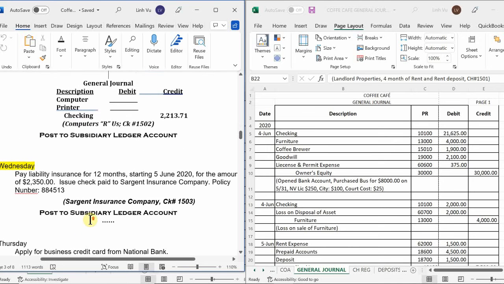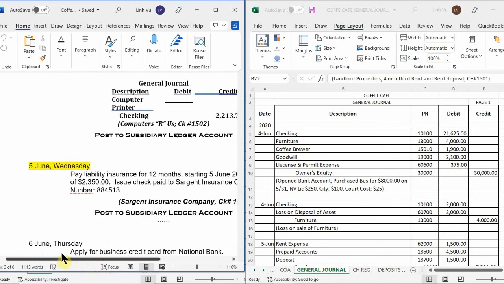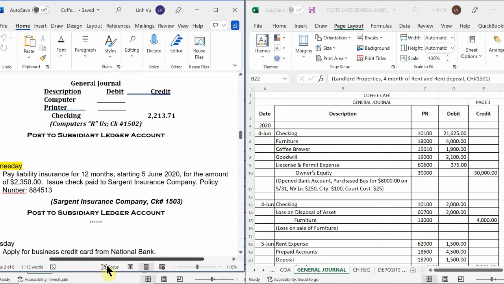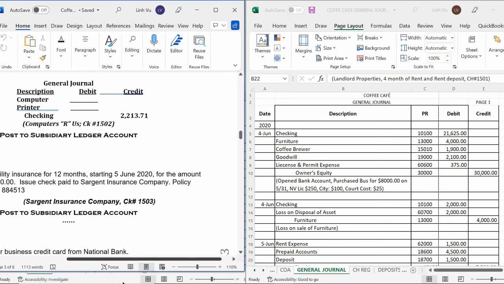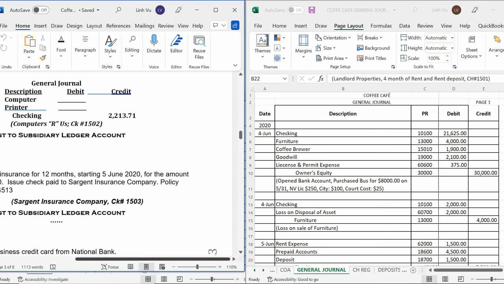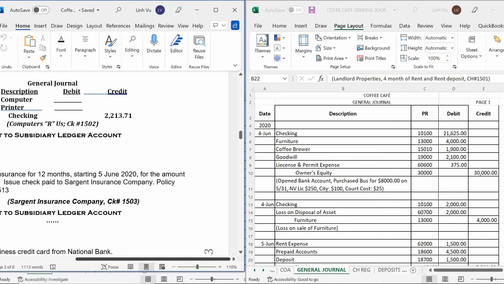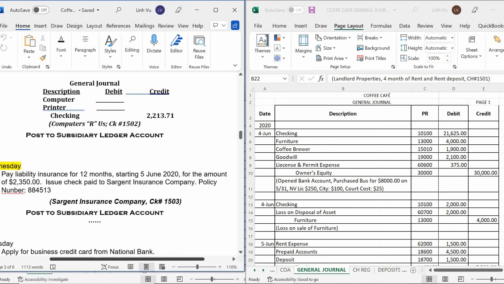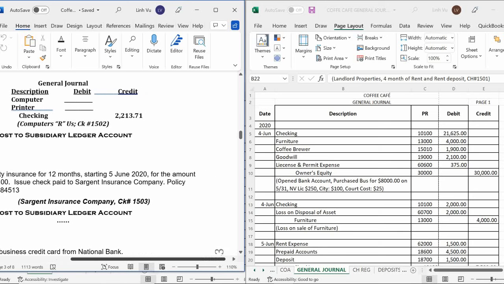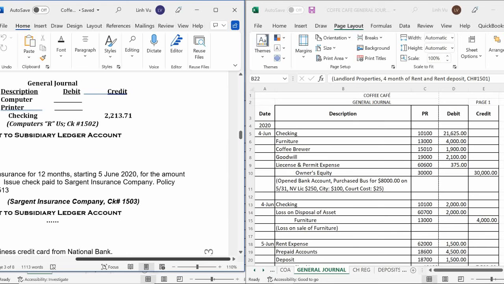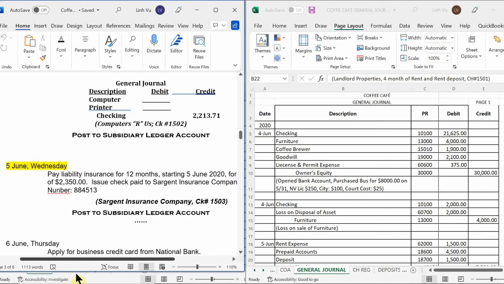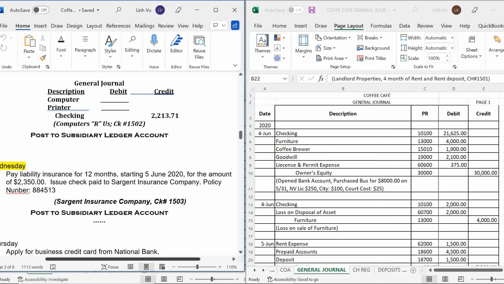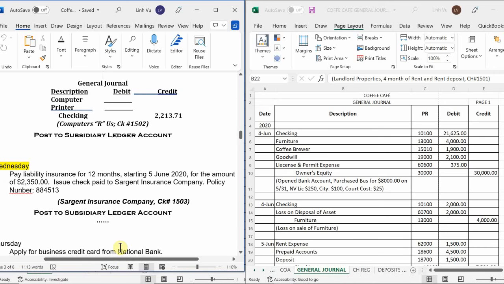So in this case, what we're going to be continuing with is that on June 5th, we have one last thing here, which is we end up paying for liability insurance for a 12-month policy, okay? And it's going to be starting on June 5th, of course, 2020, for the amount totaling up to $2,350, okay? And of course, we issued a check and made it payable to Sargent Insurance Company, okay? Policy number is once again going to be this, 884513.